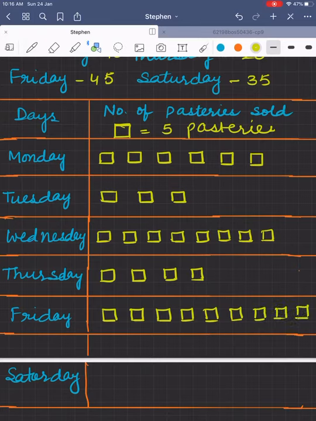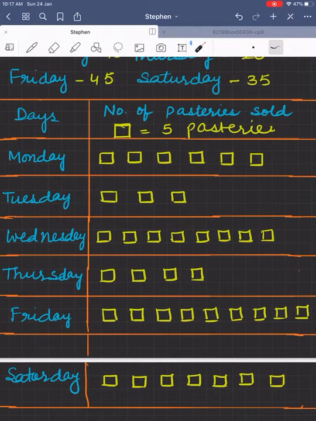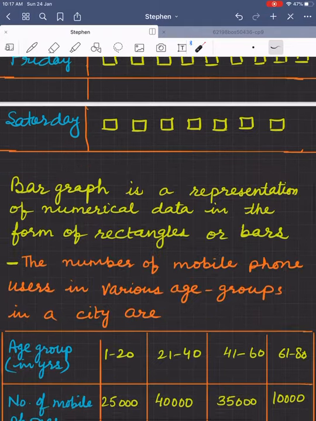On Saturday, 35 pastries are sold, so 7 squares represent 35 pastries as 7 fives are 35. So we draw here 7 squares. Children, I hope now you can draw pictograph for any given data. When the data given is too large, a bar graph can represent it conveniently and effectively.